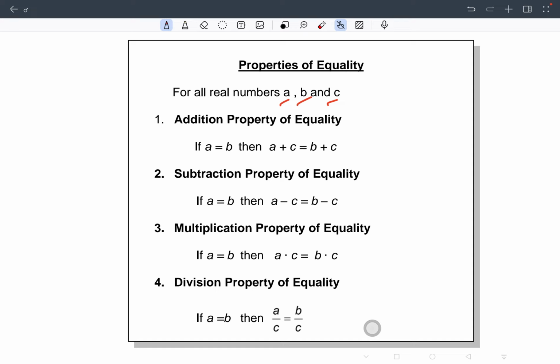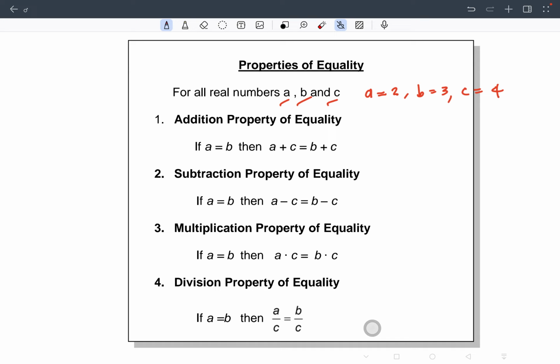So, meron tayong tinatawag na addition property of equality. Halimbawa, if A is equal to B, then A plus C is equal to B plus C. So, bigyan natin ng number. Halimbawa, let's say A be equal to 2, B be equal to 3, and C be equal to 4. So, anong ibig sabihin nitong addition property of equality?